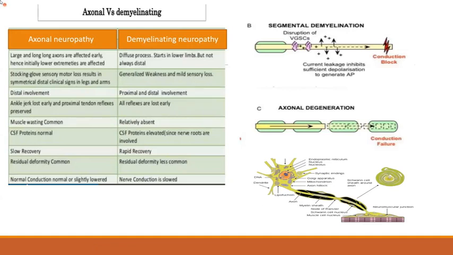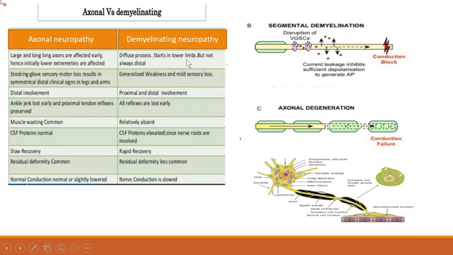Now, the clinical difference between axonal and demyelinating neuropathy, which is asked since the MBBS days. What is the mechanism for the difference? I will highlight it in this slide. In axonal neuropathy, long axons are affected early, hence initially the lower extremities are affected. Axonal neuropathies are usually associated with the dying back phenomenon. Therefore, they affect the longest nerves first.